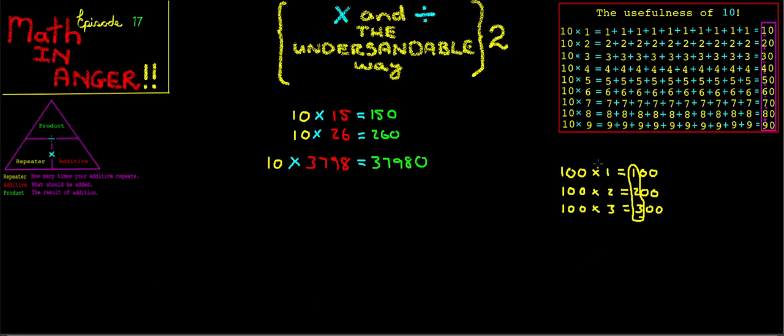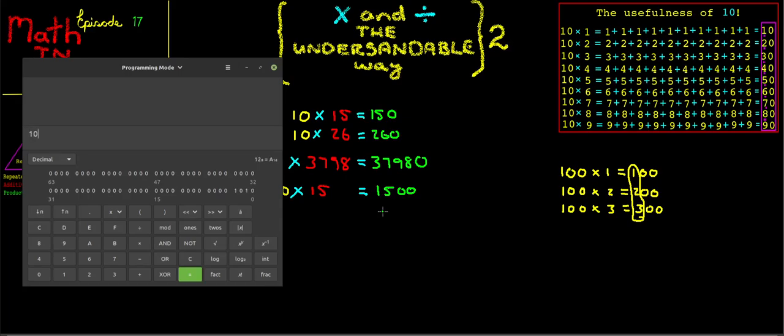But let's take an example with 100. What do you think 100 times 15 is going to be? Without thinking, without doing any kind of calculation, I can write this down and I know I'm right. There you go. 100 times 15 is 1,500.